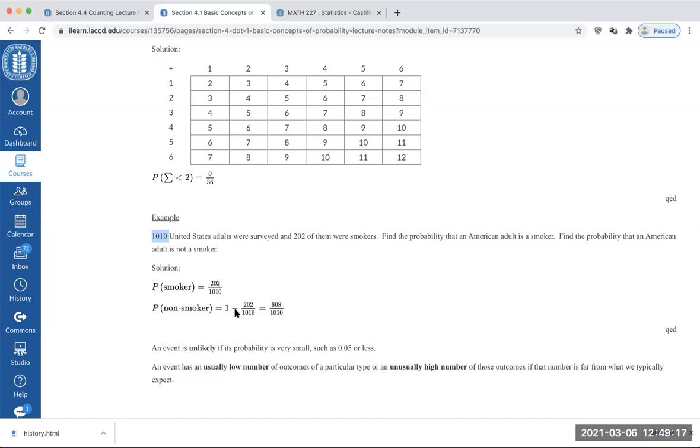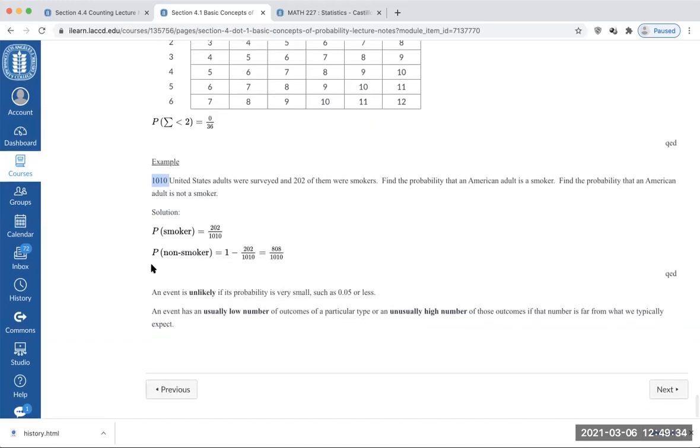And so it's a complement. What's the complement of a smoker? It's 1 minus the probability that they are a smoker. So 1,010 minus 202 is 808, over 1,010. That's the probability that they are not a smoker.